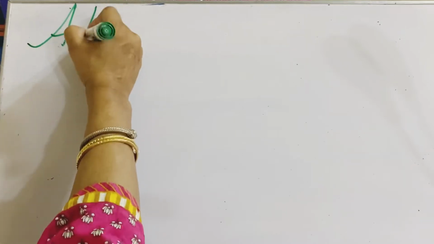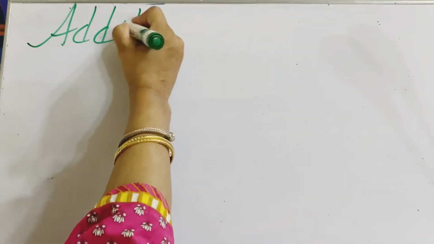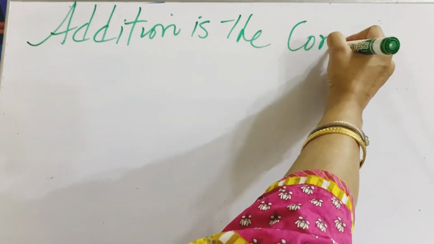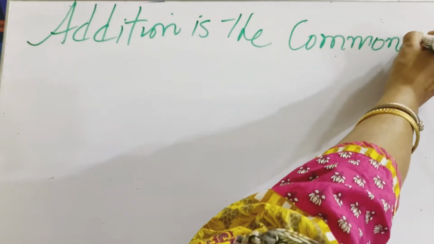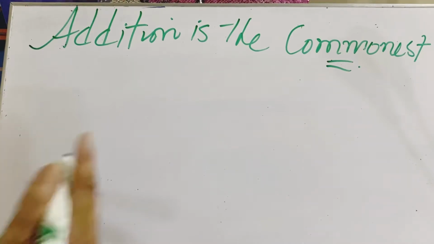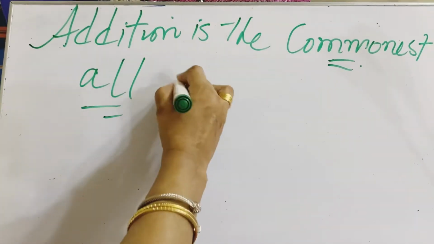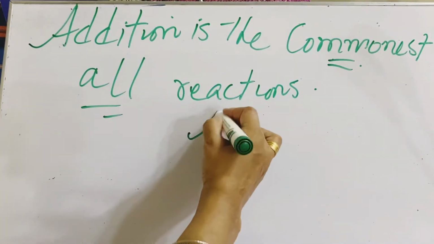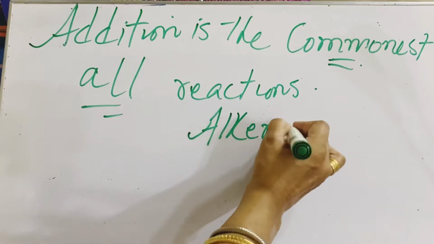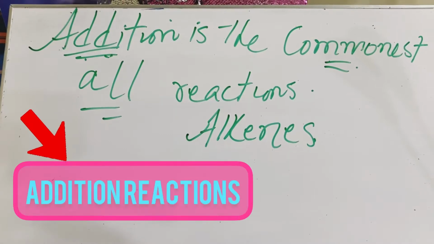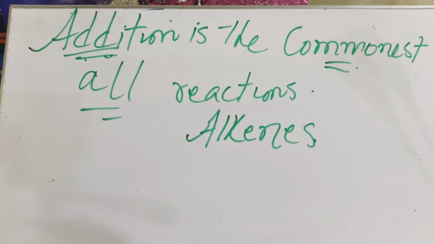Addition is the commonest of all the reactions, you can say, referring to alkenes, right? Which type of reactions? The addition reactions are the commonest of all the reactions if you are referring to alkenes.